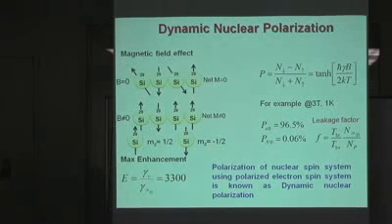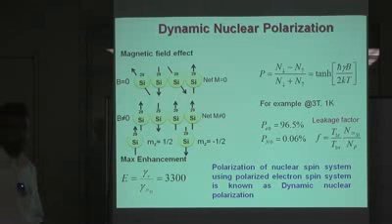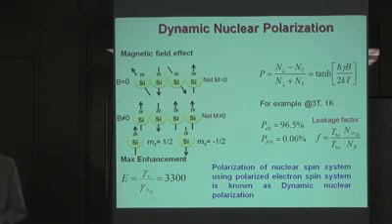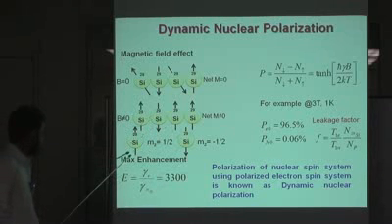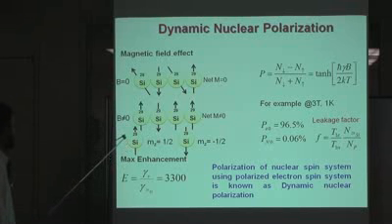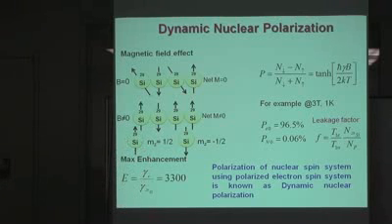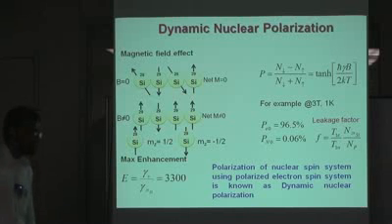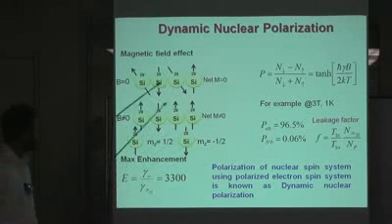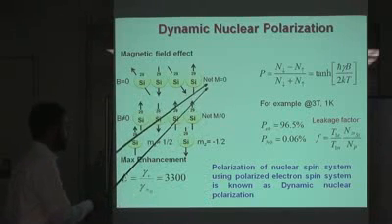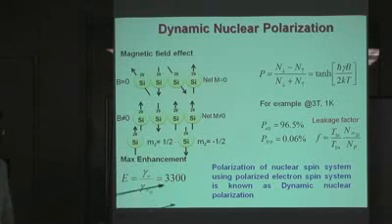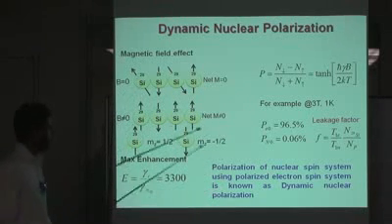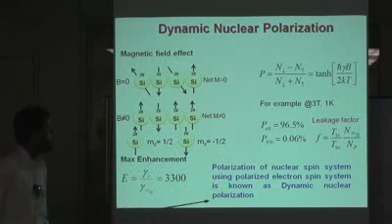Dynamic nuclear polarization. As we know, silicon has 3 isotopes: 28, 29 and 30. Only 29 has nuclear spin. Here, 29Si up nuclear spin represents the magnetic quantum number plus half and down spin represents minus half. In bulk silicon, when there is no magnetic field, no net magnetization exists. But in the presence of a magnetic field, net magnetization exists.